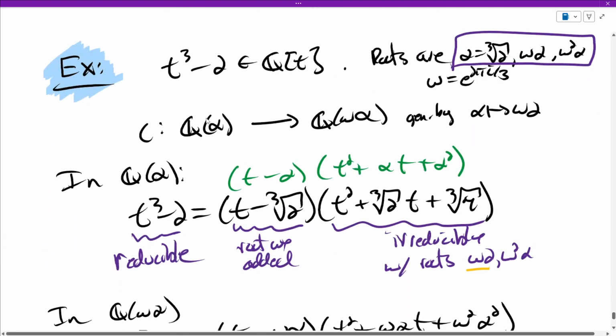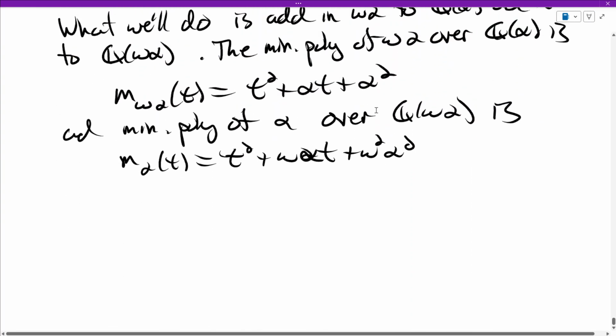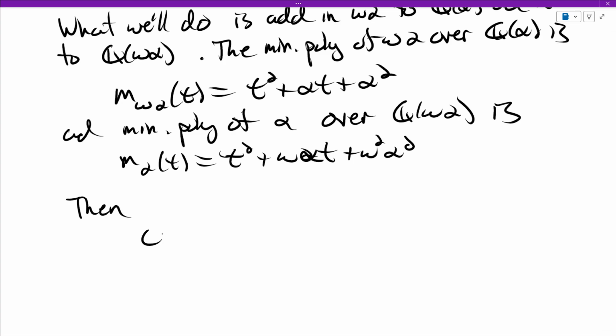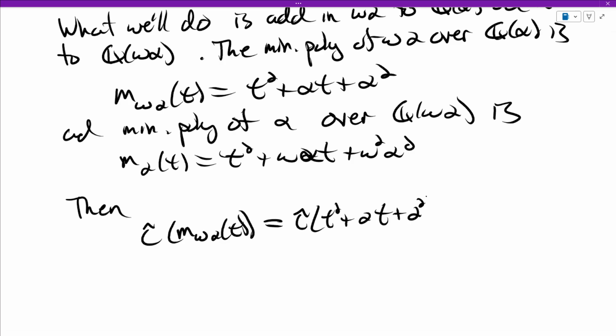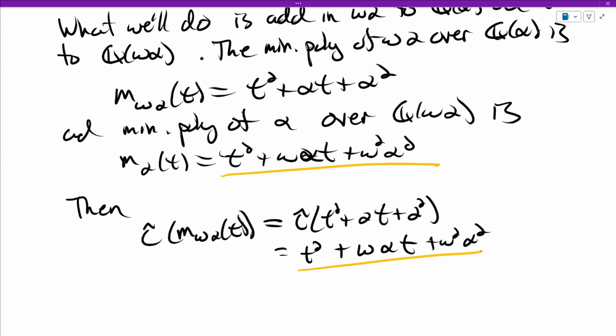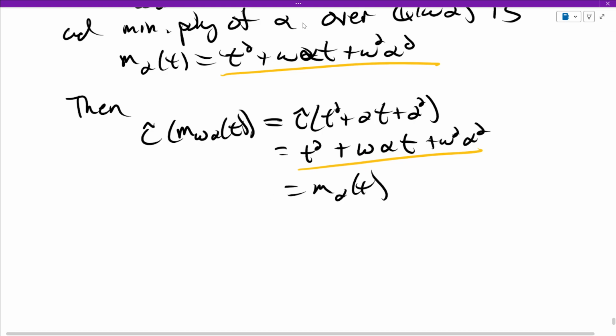All right, so the isomorphism that we started with exchanges alpha with omega alpha. So let's check this. Iota hat of m omega alpha of t, what is that going to be? Well, it's iota hat of this polynomial. And what does iota hat do? Well, it does iota on the coefficients. So the coefficient 1 there stays. This is an alpha, so that's going to go to omega alpha. And then that's an alpha squared, that's going to go to omega squared alpha squared. That's exactly m alpha. So it does interchange the polynomials. Cool. Cool, cool, cool.